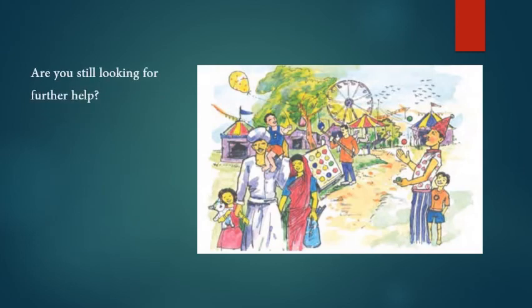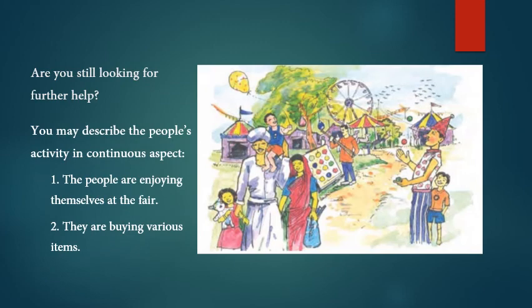Are you still looking for further help? You may describe the people's activity in continuous aspect. The people are enjoying themselves at the fair. They are buying various items.